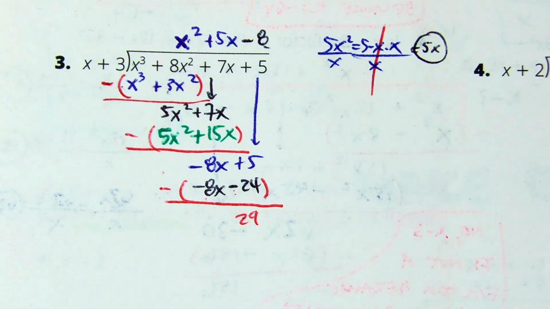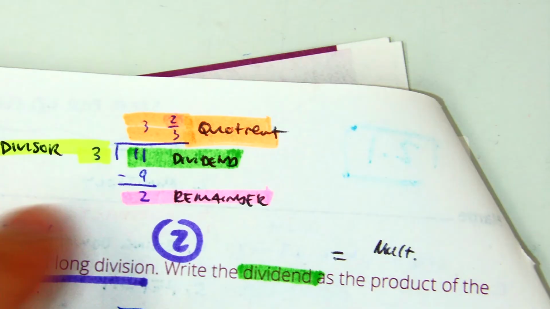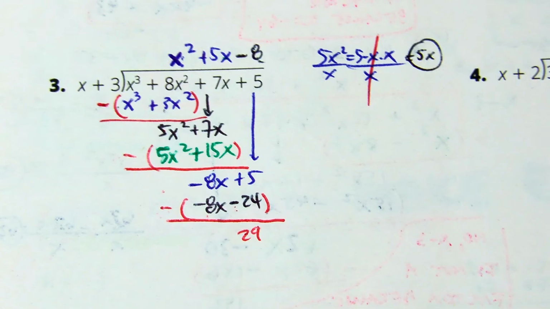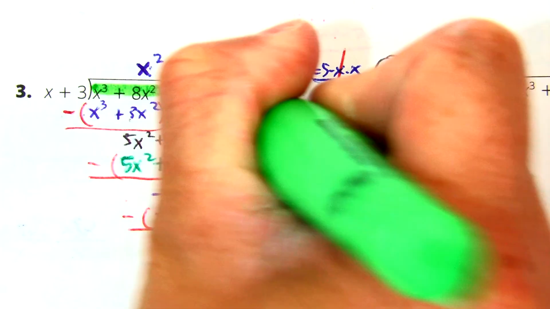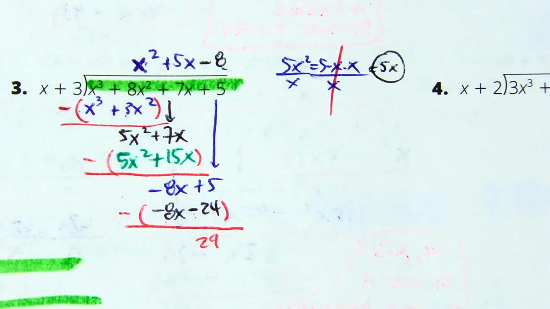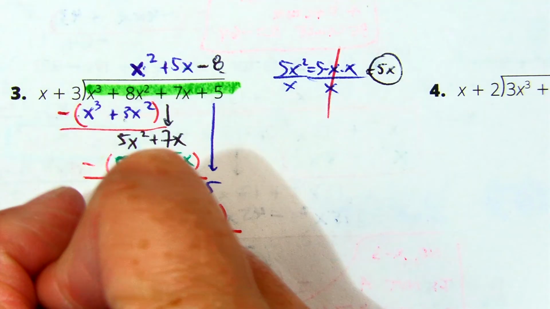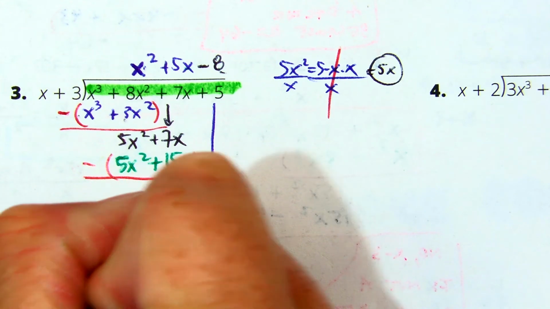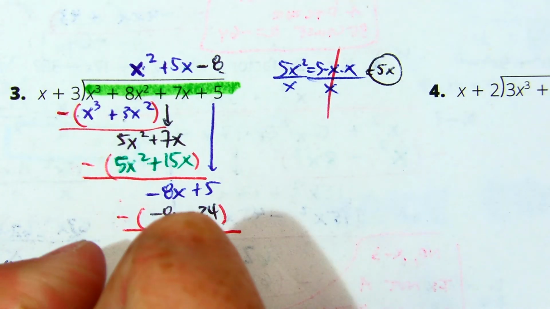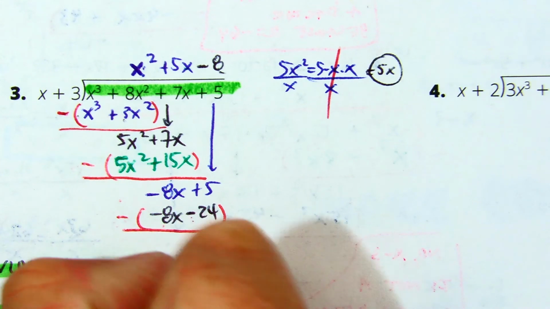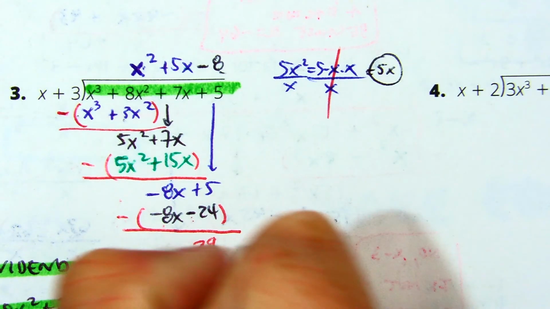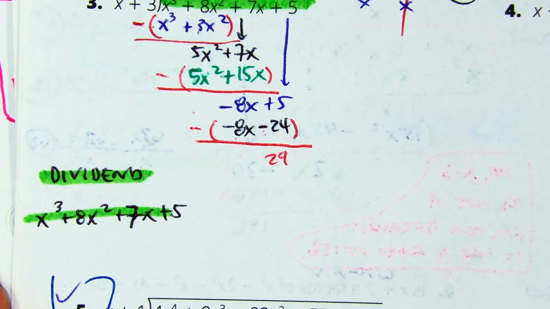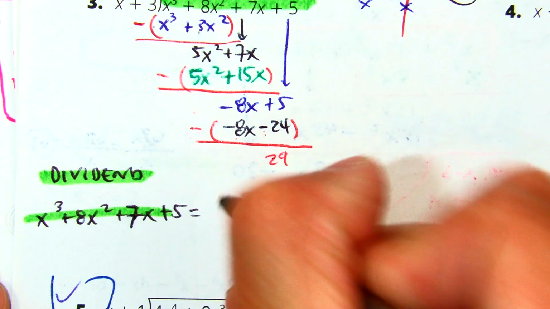So, what do we need to do? Step number 2, write the dividend in green, right? Put your finger on the dividend. There it is. There's my dividend. This is called the dividend: x cubed plus 8x squared plus 7x plus 5. Write the dividend as a product. So the dividend is equal to the product. We have to multiply these.